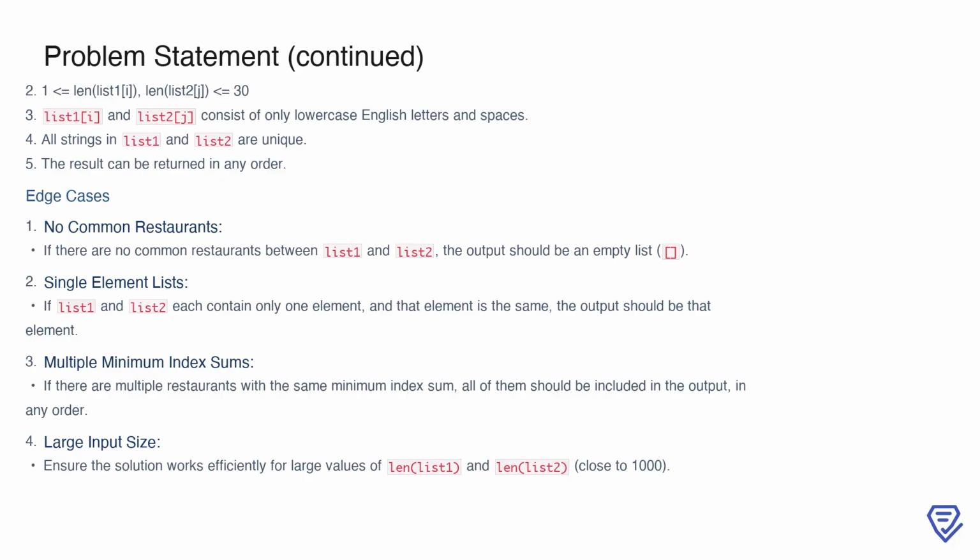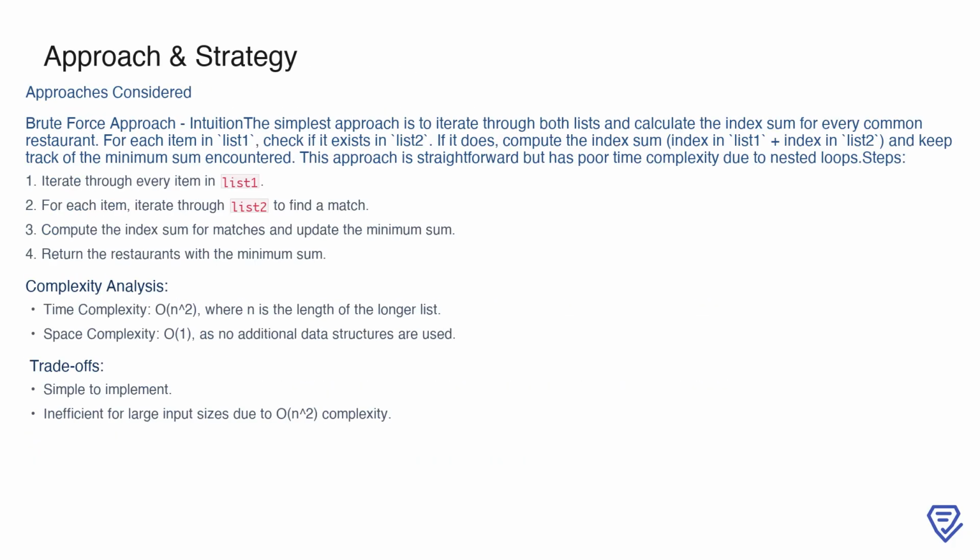It's also important to ensure the solution is efficient enough to handle the maximum input sizes effectively, as both lists can be quite large. To begin addressing this problem, we first consider the brute force approach. The intuition here is straightforward. For every restaurant in the first list, we check if it also exists in the second list. If it does, we calculate the sum of their indices, which gives us the index sum for that common restaurant. As we iterate, we keep track of the smallest index sum encountered and the corresponding restaurants.